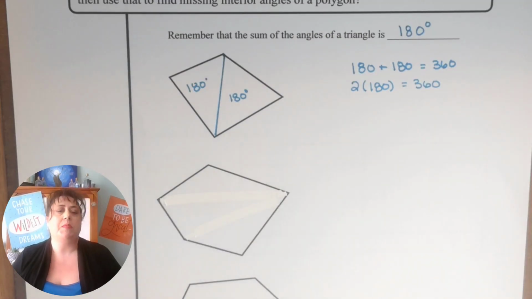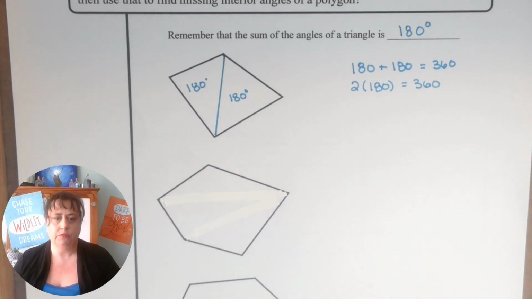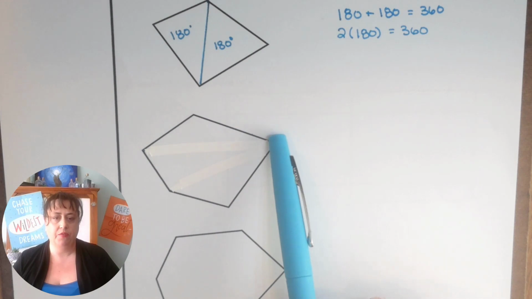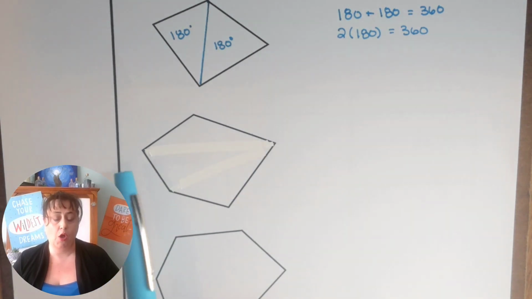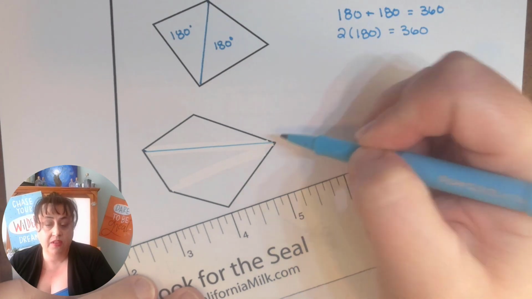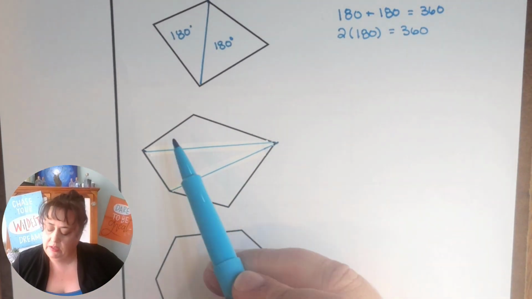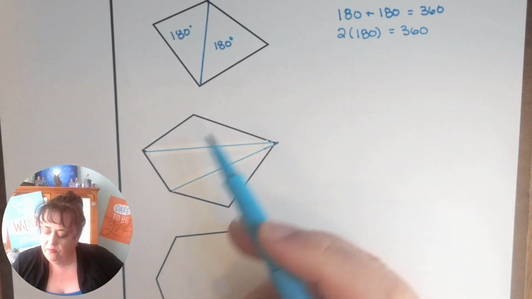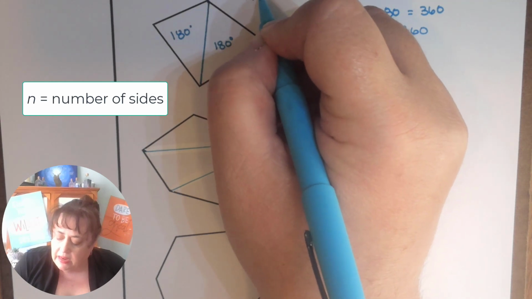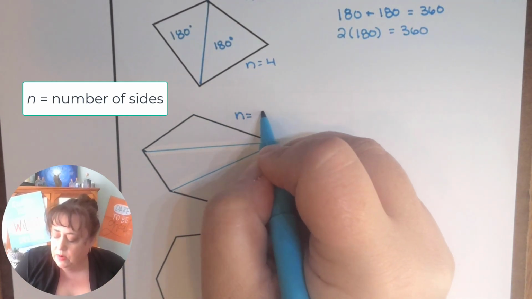So you'll notice when we broke it into triangles, we went from one vertex to the next. So let's go ahead and break this next one into triangles. We're going to go from this vertex over to another vertex, and then again, this vertex to another one. So now this has how many sides? We have 1, 2, 3, 4, 5. So this was a quadrilateral. We're going to let n equal the number of sides. So here n was equal to 4, and here n is going to be 5.